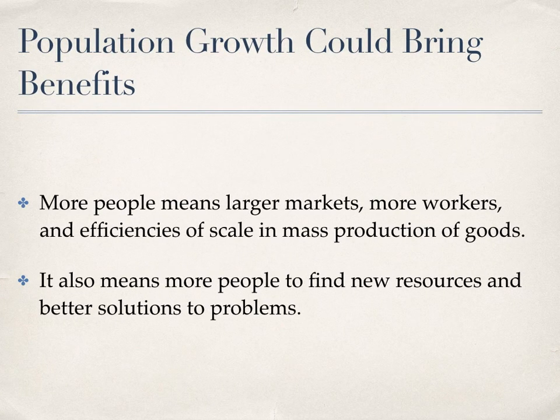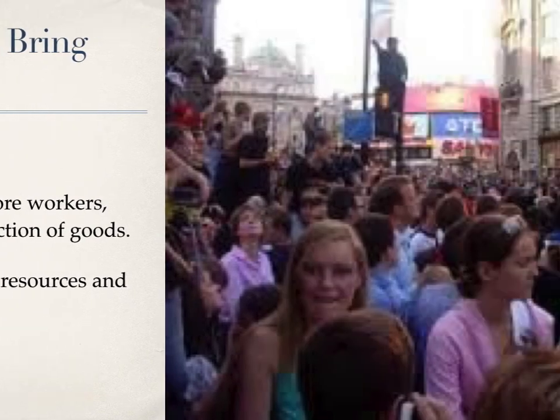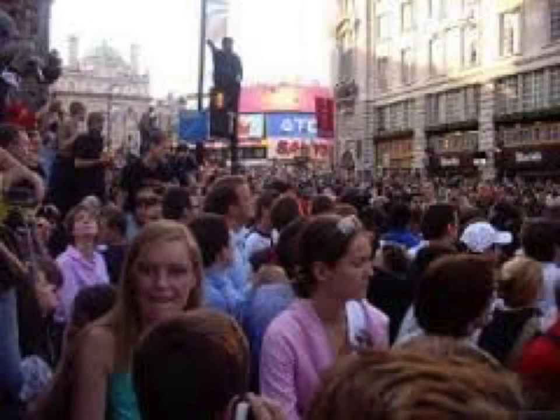Population growth could, however, bring benefits. More people mean larger markets, more workers, and efficiencies of scale in mass production of goods. Moreover, adding people boosts human ingenuity and intelligence that can create new resources by finding new materials and discovering new ways of doing things. Economist Julian Simon, a champion of this rosy view of human history, believed that people are the ultimate resource, and that no evidence shows that pollution, crime, unemployment, crowding, the loss of species, or any other resource limitations will worsen with population growth.